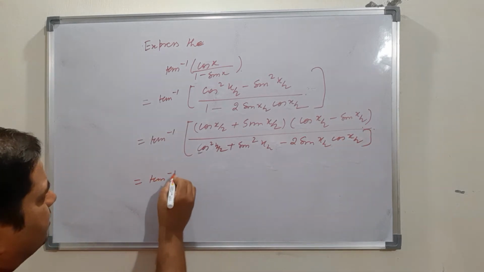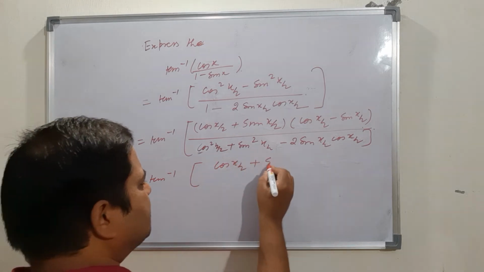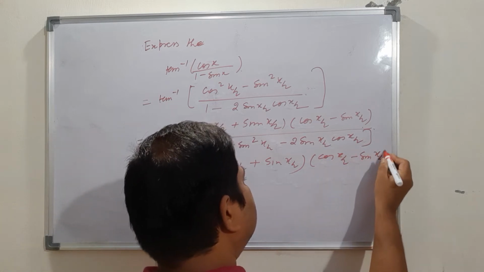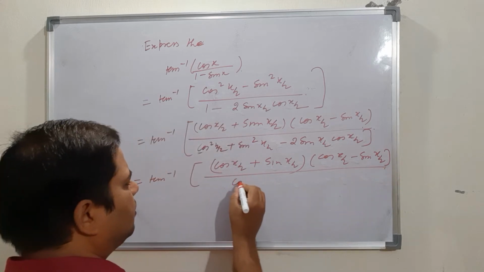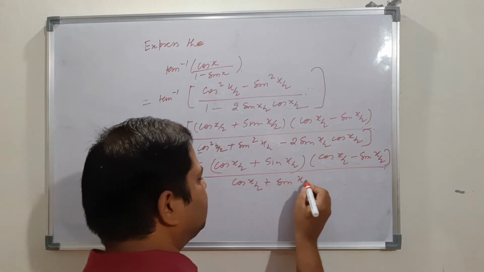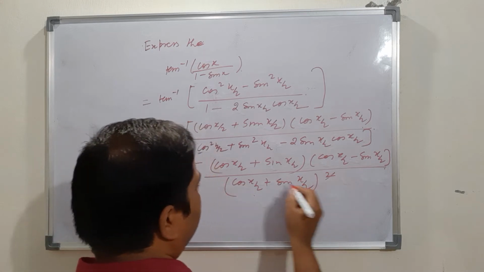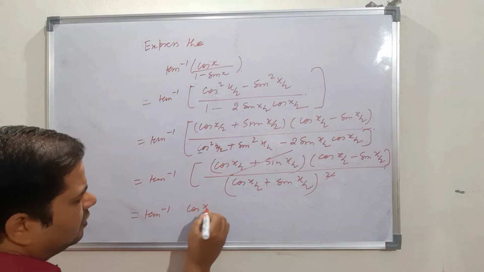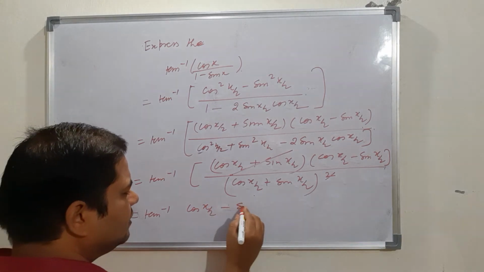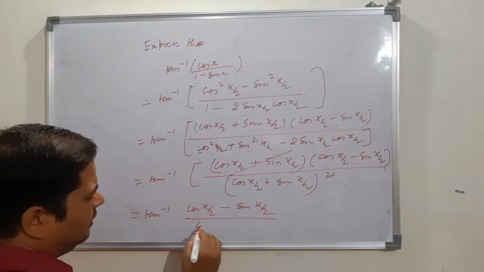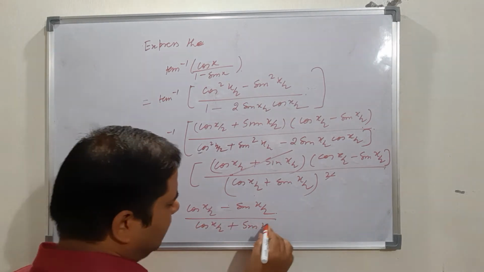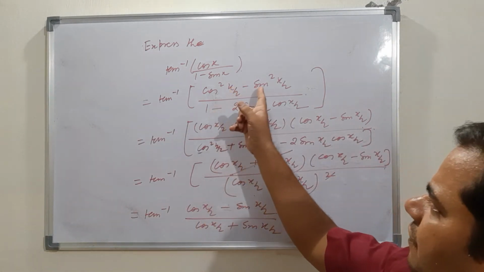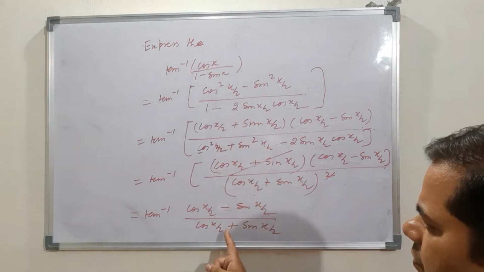So this is tan inverse of cos x by 2 plus sin x by 2 into cos x by 2 minus sin x by 2, divided by cos x by 2 plus sin x by 2 whole square, and one power is cancelled. So this becomes tan inverse of cos x by 2 minus sin x by 2 divided by cos x by 2 plus sin x by 2. This is by the half angle formula; we solve up to here.